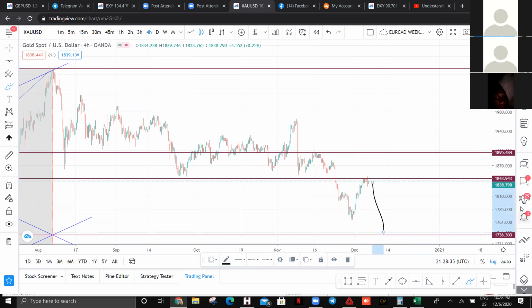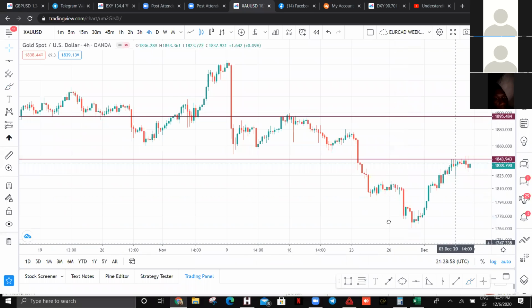But you know this is gold. From where the market closed, 1838 to 1843, that's about 50 pips. That's why I say when you're trading gold, you need to be very careful. That's about 50 pips, so the market might open and it decides to gap.